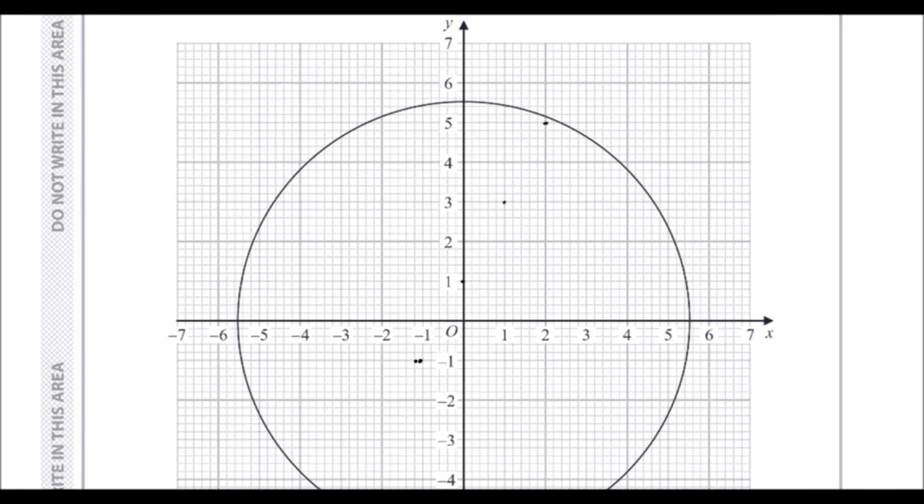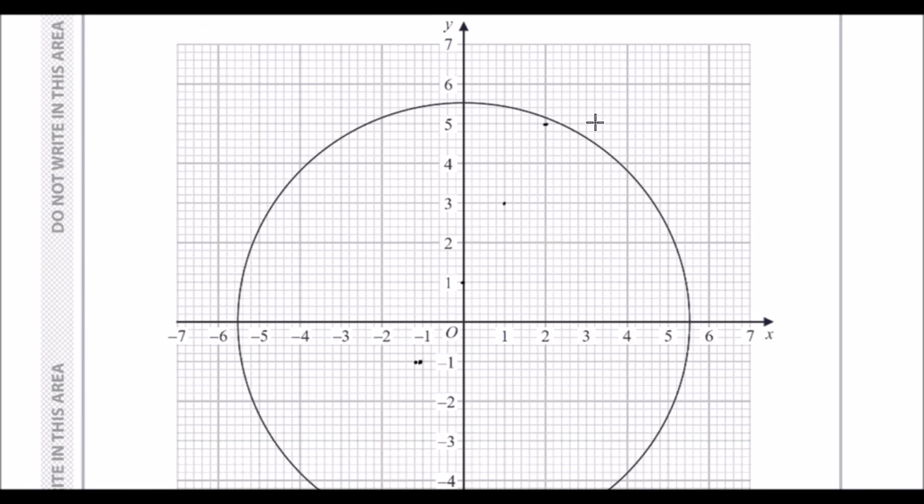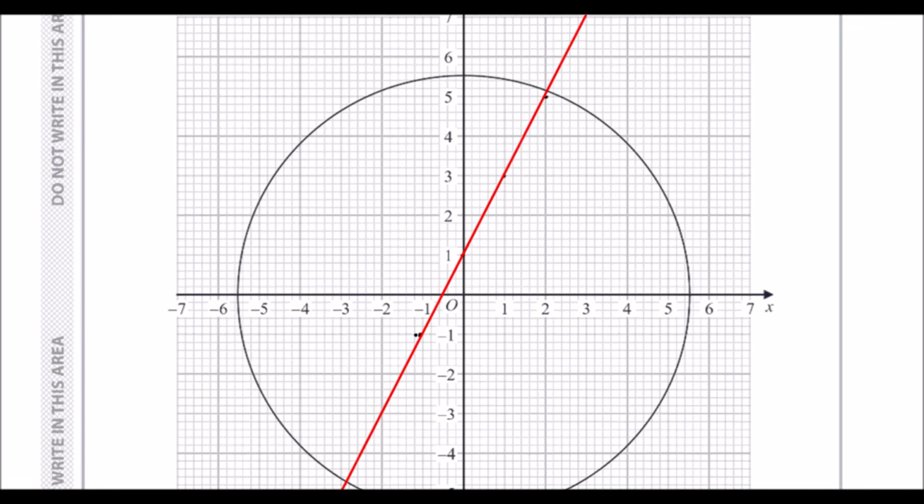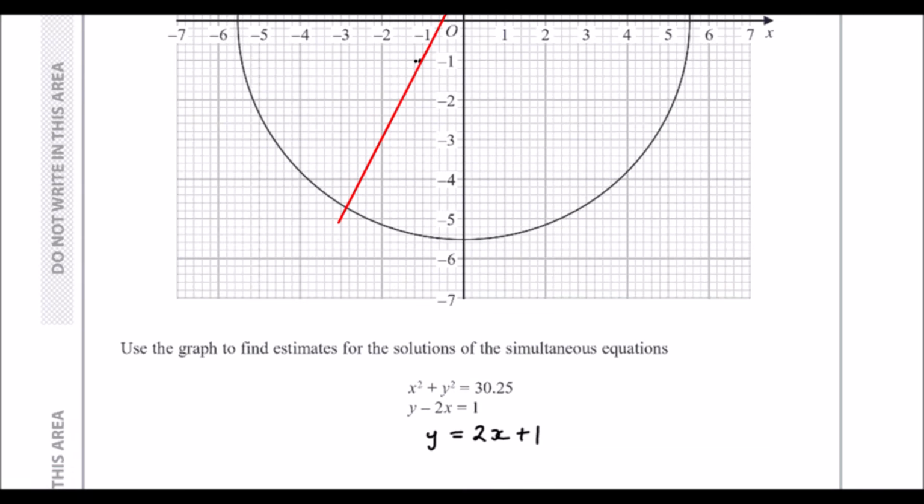So let's join these up. So a straight line through these points. And where does it intersect? Let's just extend this line a little bit.